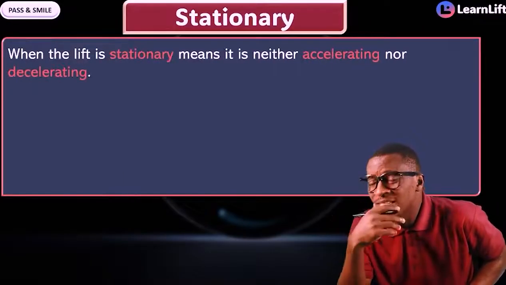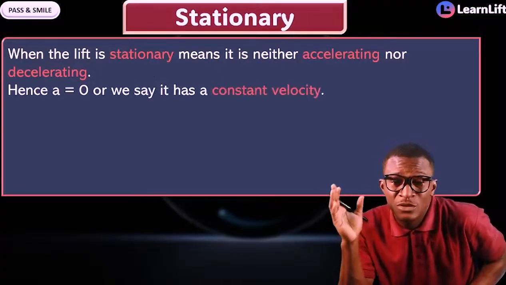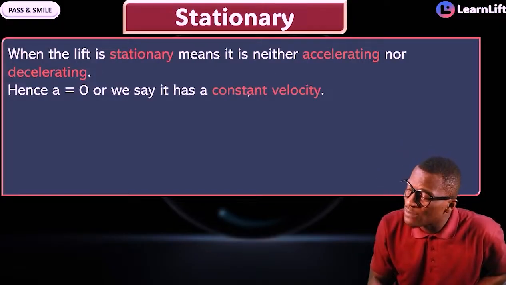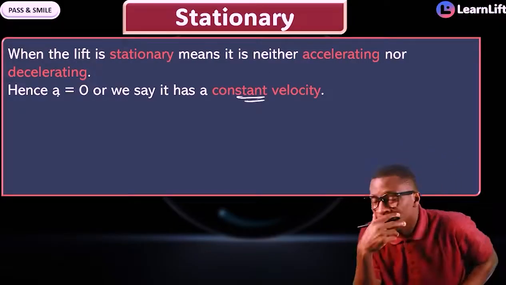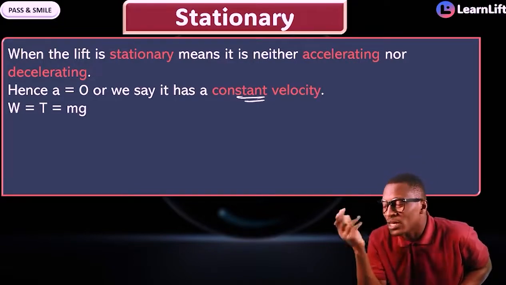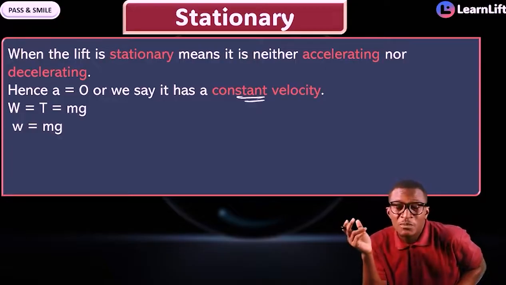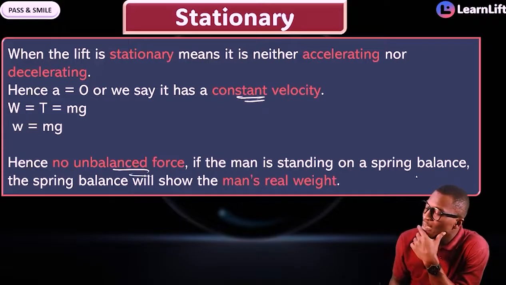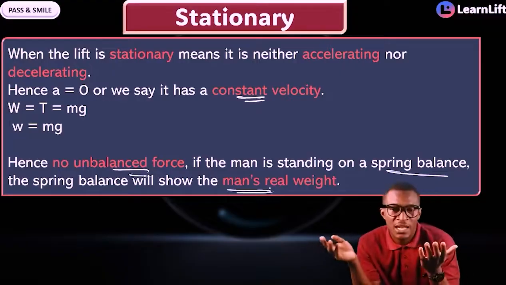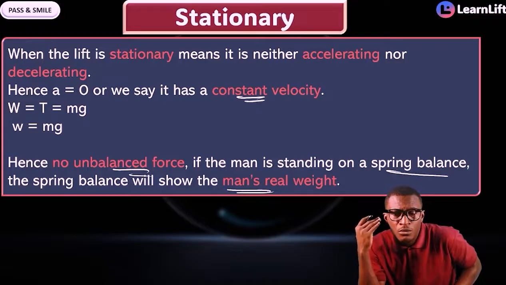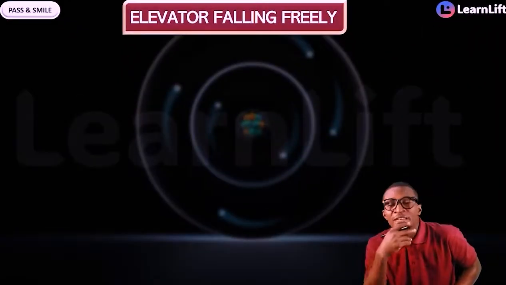We went further to see that if the lift is stationary, it means that it's neither accelerating nor decelerating. A will be equal to 0. And we also say that it means it has a constant velocity. When you hear that A is equal to 0, a constant velocity, what should come to your mind? We now said that the weight will be equal to the tension, which will be equal to what? To mg. And we said if the man is on the spring balance, what should come to your mind? There's no unbalanced force. So the man standing on the spring balance will show the man's real weight, because there's no unbalanced force. Do you understand?